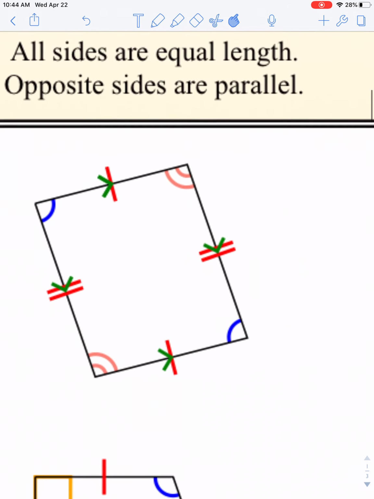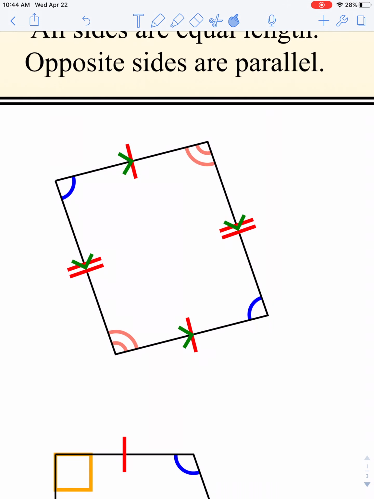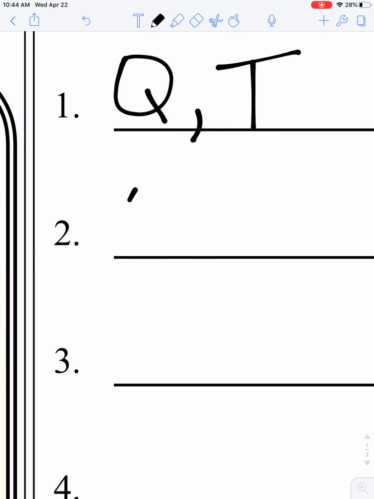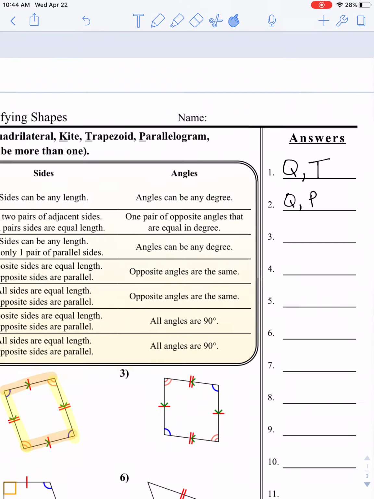For number 2, this guy is a quadrilateral, has 4 sides, and it's also a parallelogram. Parallelogram means that opposite sides are equal in length, and they're also parallel to each other. So you can see that green arrow means that they are parallel. So number 2, we can classify as a quadrilateral and a parallelogram, a Q and a P.